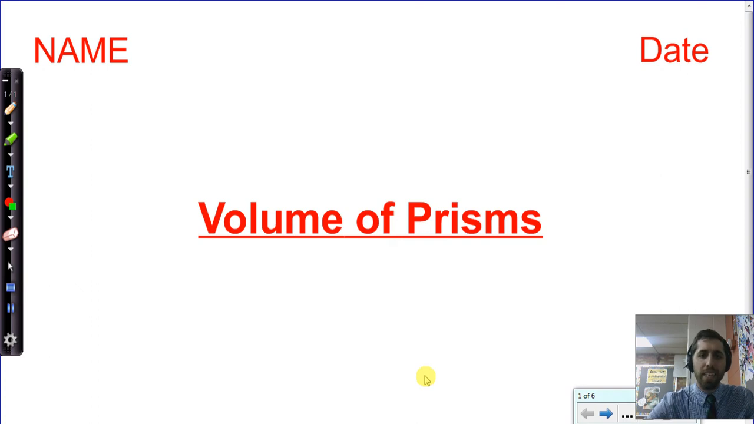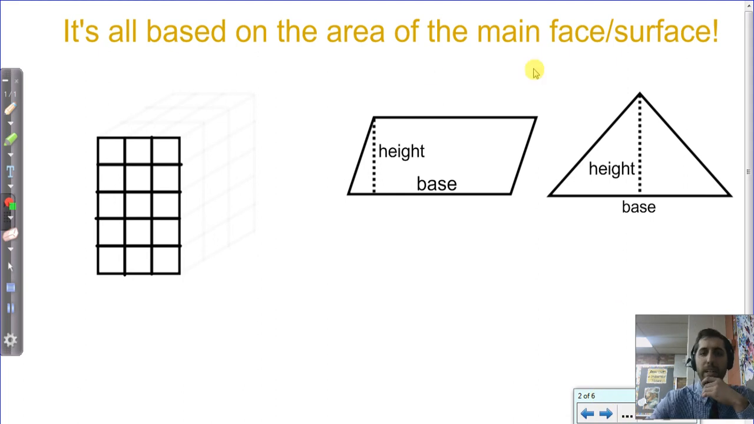So name, date, title, and I'm going to show you just a quick little demonstration that you do not have to copy down. These should look familiar. These are our two shapes that we've been calculating areas of a lot recently. That's a triangle and a parallelogram, and we've been using the height and the base to calculate for each.